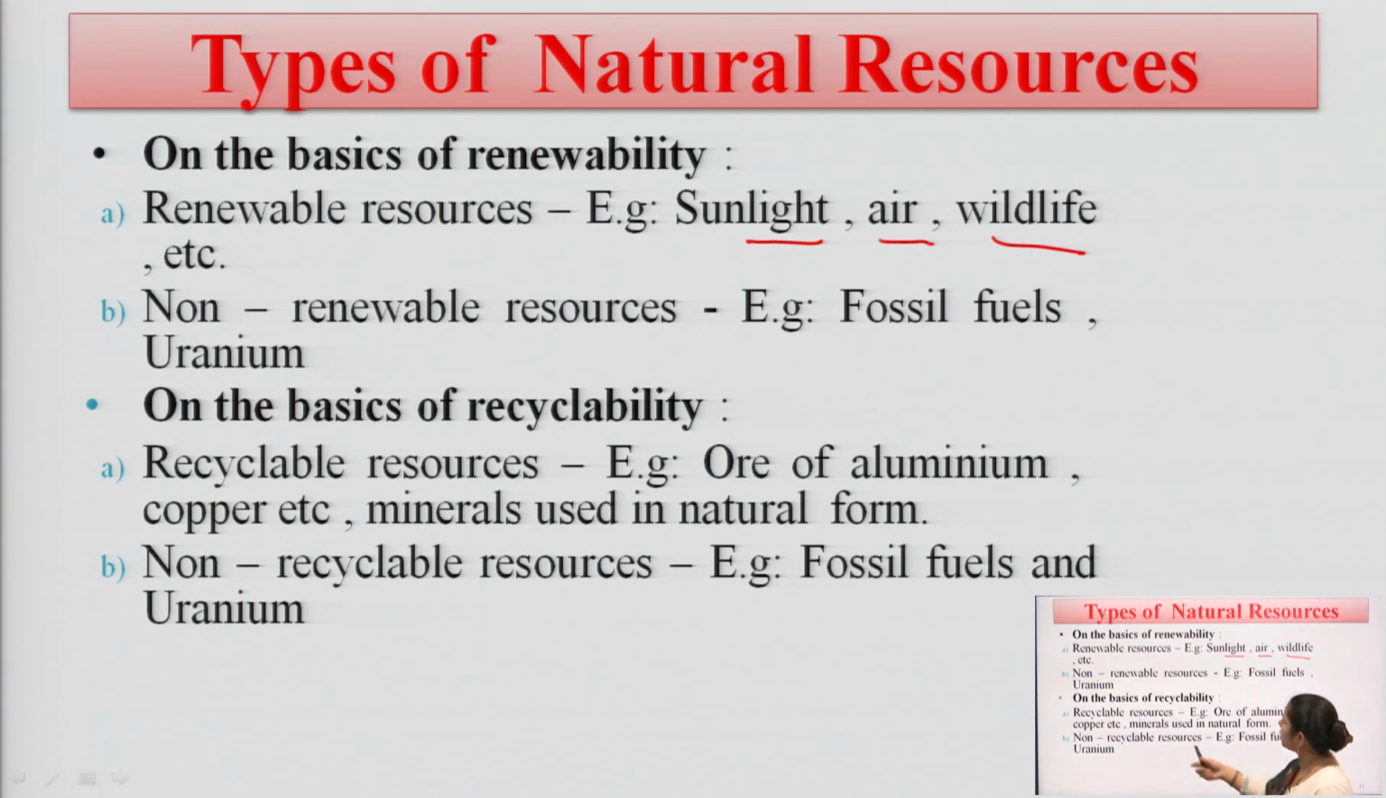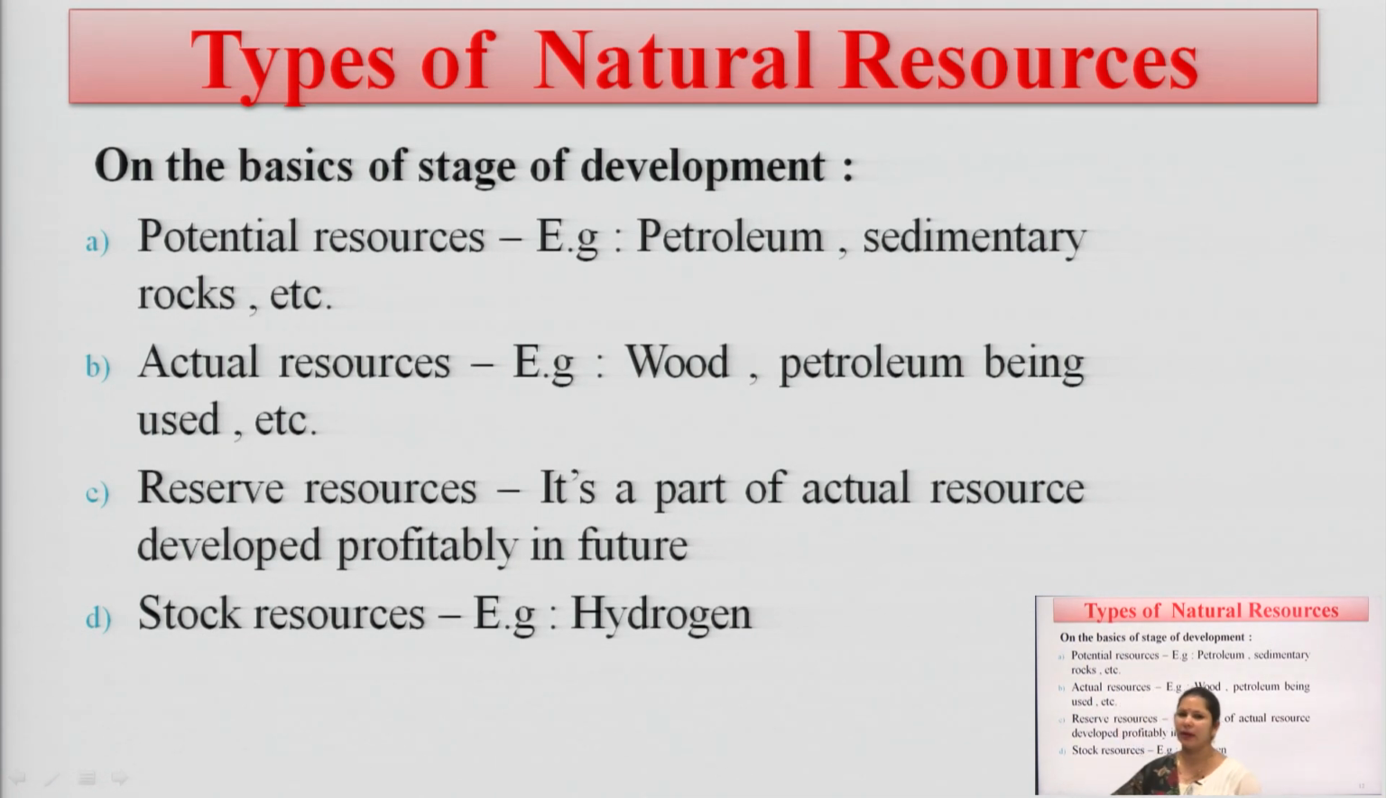Next, the categories on the basis of recyclability. On the basis of recyclability we can also classify it into two parts, recyclable resource and non-recyclable resource. Recyclable resource means the resource which can be recycled, for example, ore of aluminum, copper, etc. These can be recycled, and the non-recyclable resources are fossil fuel and uranium. And the last is on the basis of stage of development. How our natural resource is going to be developed. In this, we classify it into four basic parts.